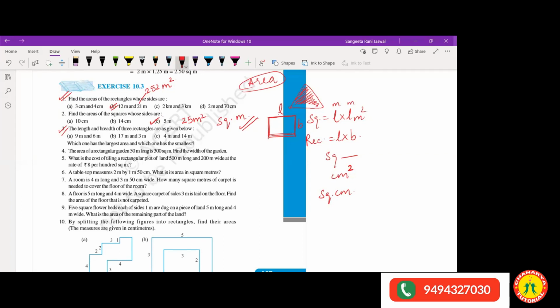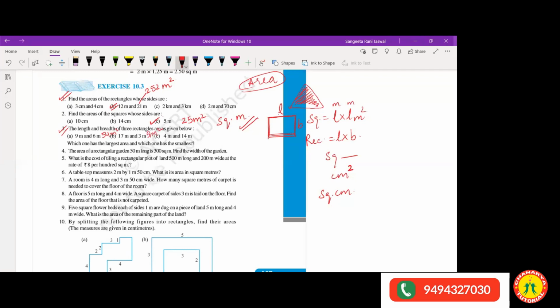Shall I say? One second, I'll ask each one of you. Okay, Rishit, you tell me the first rectangle area. 9 meters into 6 meters is equal to 54 meters square. Okay, very good. Charvik, tell me the next rectangle area. Advika, you tell me the next area. 51 meters square.